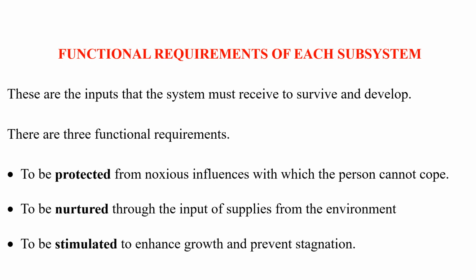Next, to be nurtured through the inputs of supplies from the environment. The person should be given all the healthy things so that the subsystem will grow or be nurtured nicely. The third one is to be stimulated to enhance growth and prevent stagnation. We should promote the growth of each subsystem so that it will function in a very good way. So protection, nurturance and stimulation are the three functional requirements of the subsystem.